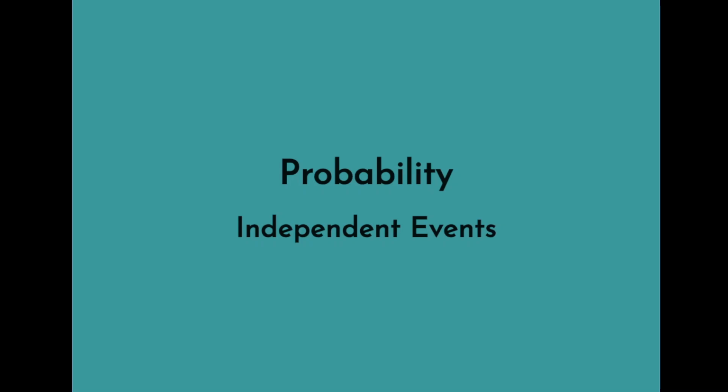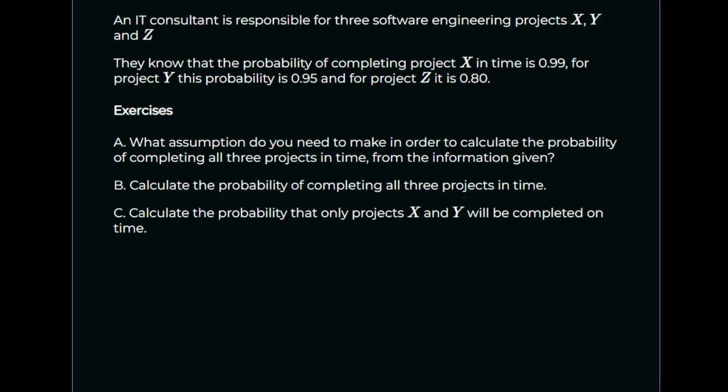Okay, in this presentation we are going to look at a probability example. So what we have here is independent events. An IT consultant is responsible for three software projects, X, Y, and Z. They know that the probability of completing project X in time is 0.99. For project Y, this probability is 0.95, and for project Z, it is 0.80.